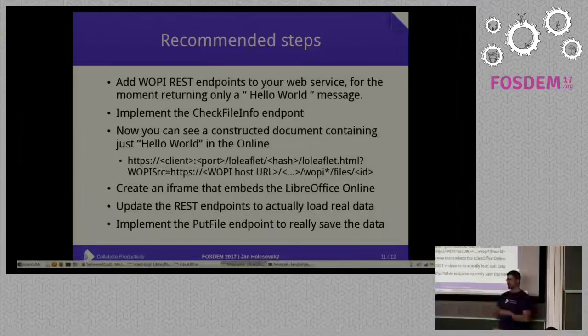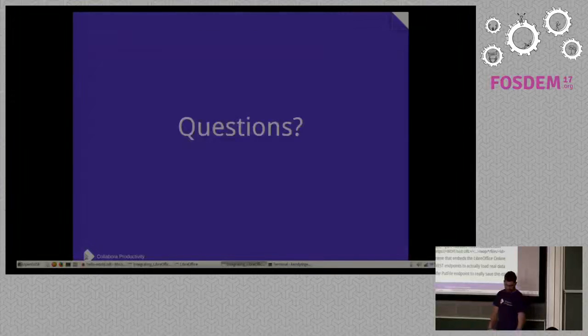So instead of returning just a random hello world, you will actually use some real data, some real ODS file or ODT, and then also you will of course build in sending and receiving the access token, so that you really are able to do it safely and make sure that only the user who has the access rights gets the document. So that's it. Any questions?